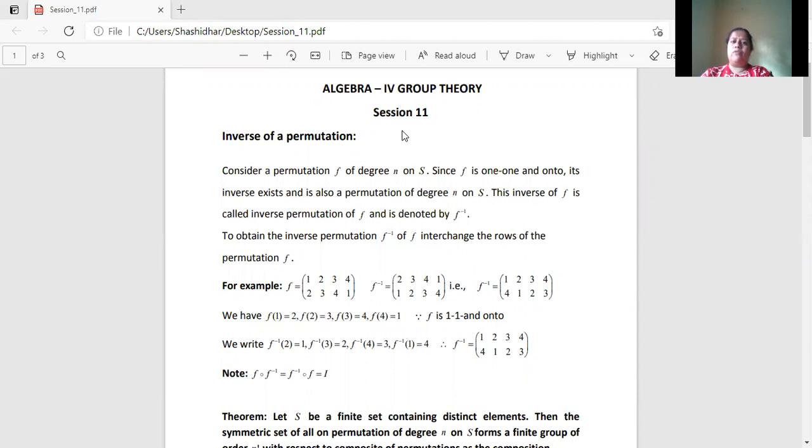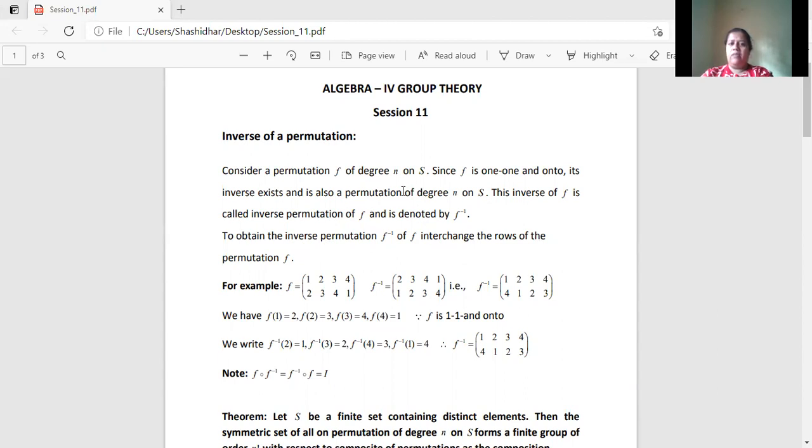In session 11 of group theory, we are going to learn about inverse of a function. Consider a permutation f of degree n on S. Since f is 1, 1 and onto, its inverse exists and is also a permutation of degree n on S. And this inverse of f is called inverse permutation of f and is denoted by f inverse.